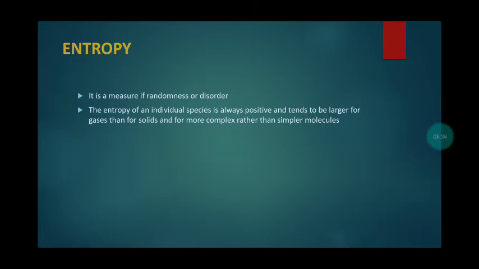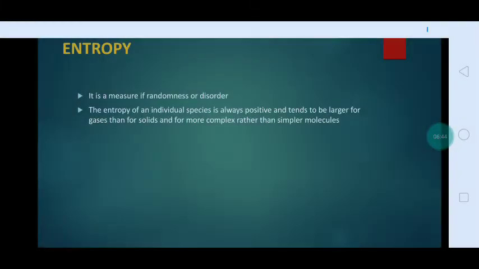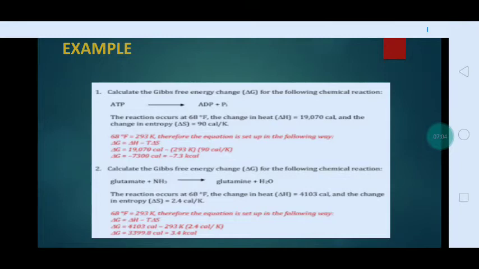So entropy. It is a measure of randomness or disorder. The entropy of an individual species is always positive and tends to be larger for gases than for solids and for more complex rather than simpler molecules. Reactions that result in a large number of simple gaseous products usually have a positive delta S. Flashed on the screen are examples using the equation of Gibbs free energy.